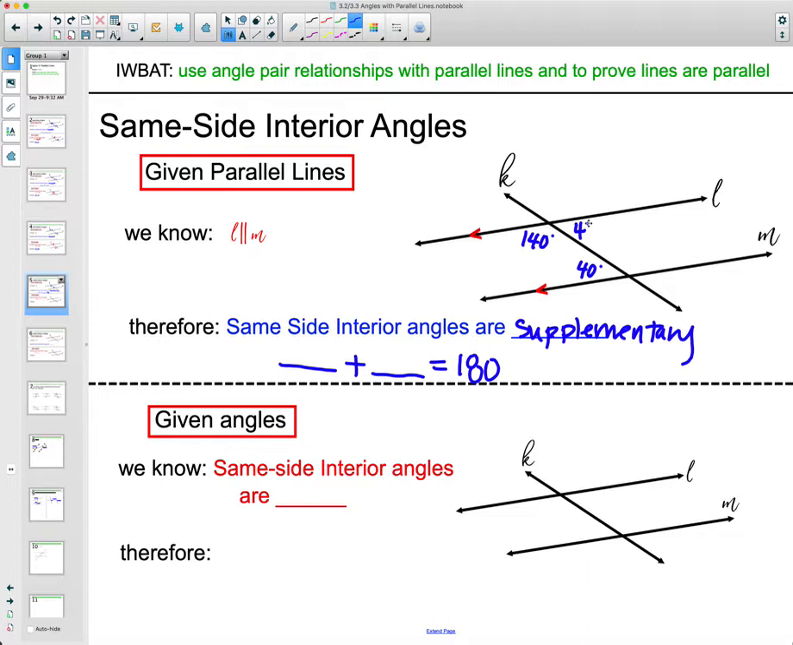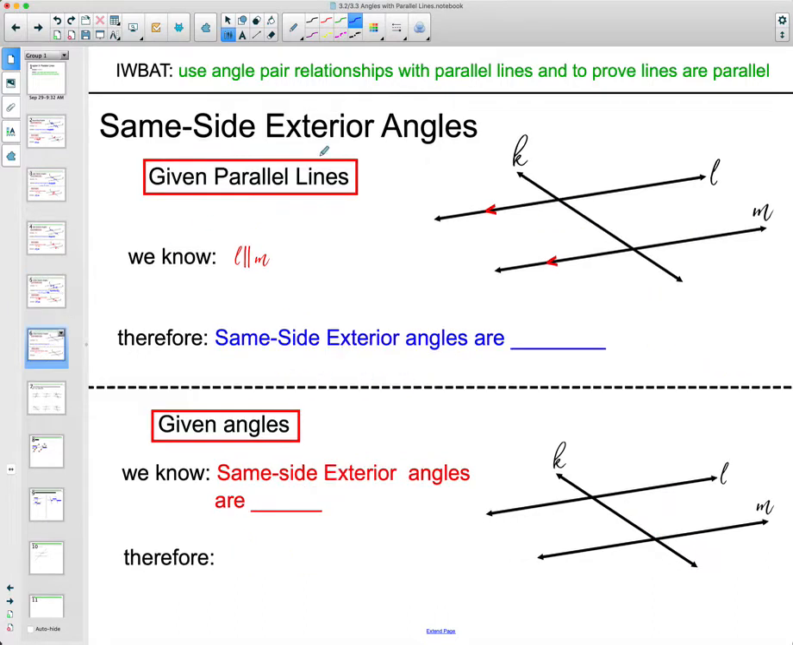So again, this set, alternate interior, would be equal. Same side would be supplementary. So if in a diagram you see that same side interior angles are equal to 180, so if we had 40 here and 140 here, if you see that given to you in a diagram, then automatically the lines are parallel.